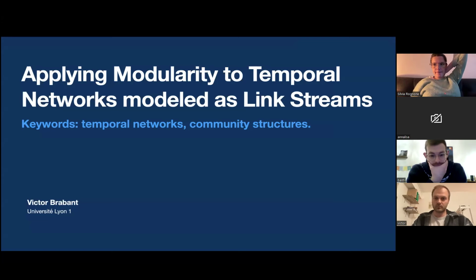So today's speaker is Victor Brabant from Lyon, and he's going to talk about applying modularity to temporal networks modeled as link streams. And for the discussion part, he will talk about managing a PhD and industrial work. So whenever you want, the floor is yours.